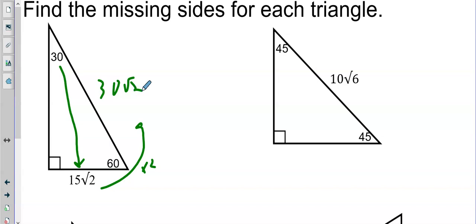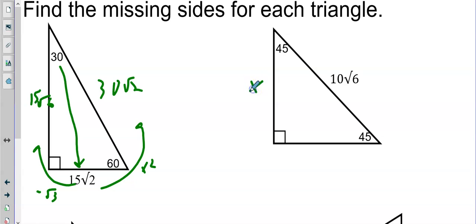If I'm going from the small side to the medium side, remember I multiply, wow, I don't know how that happened. I multiply by radical 3. So if I take radical 2 times radical 3, that's radical 6, and the 15 just tags along. So 15 radical 6. Again, leave it as a radical. We wanted the exact answers here.